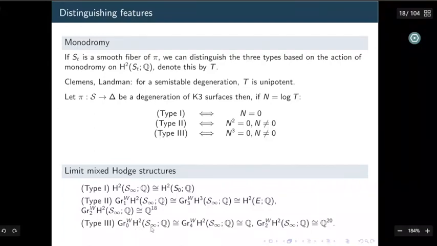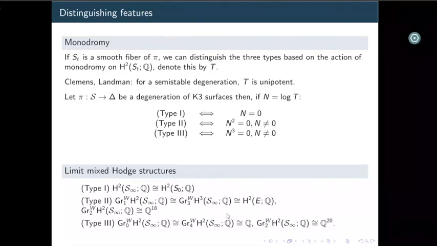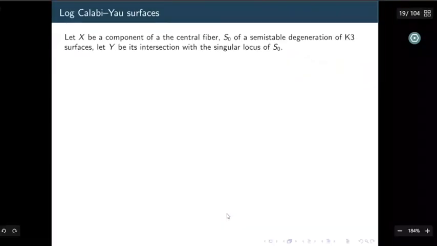sort of similar. I mean, of course, there's always this symmetry between different weights in the limit mixed Hodge structure. So you have the 0th weight graded piece and the 4th weight graded piece just Q, and the second weight graded piece is Q^20. Okay, great. So those are the distinguishing features in terms of maybe the cohomology. We can talk a little bit more about the geometry.